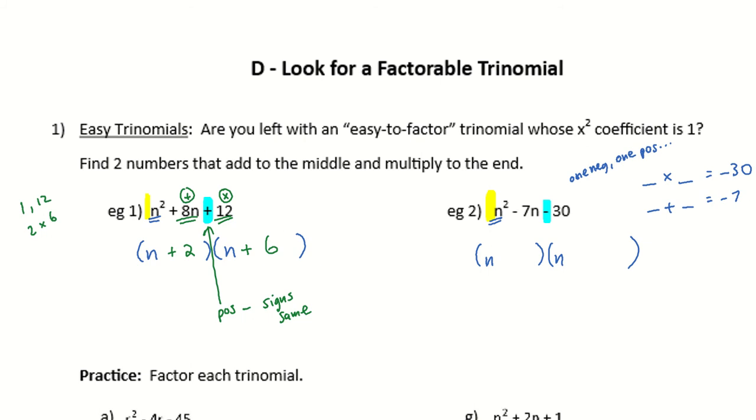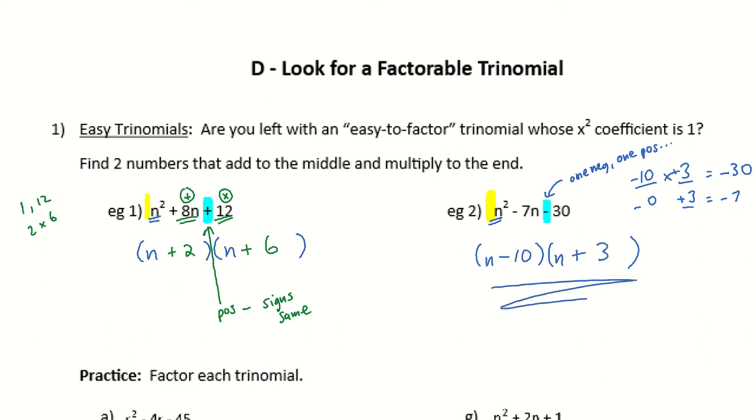So 10 times 3 gives me a multiplication of 30. Okay, 10 minus 3 is 7. So as soon as you see that the sign is a subtract sign, you're looking for numbers that multiply out to 30, but then subtract to the middle number. That sometimes makes it easier. Okay, so we know it's going to be negative 10 and positive 3.